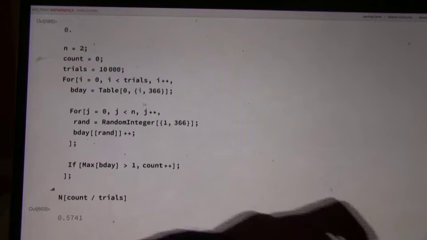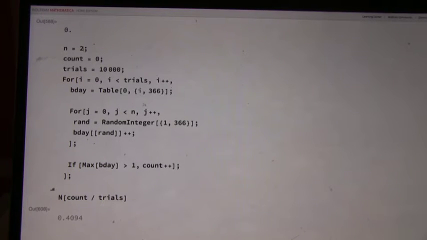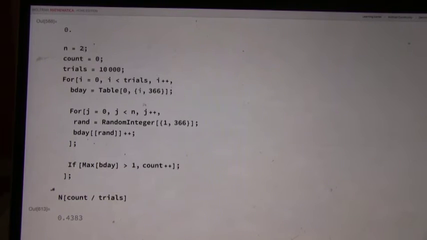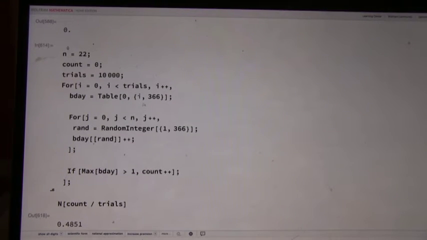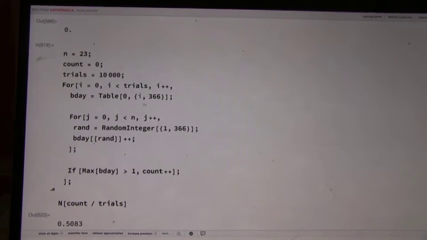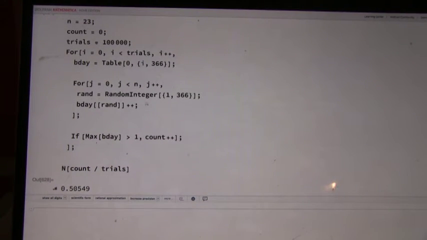So we have to go down maybe to like 20. 20 is 40%. So we have to go up, maybe to 21, 43%, keep going up, 48%. So maybe 23 people. So 23 people, you have about 50%. All right, so let's run that 100,000 times just so we can be somewhat sure. There we go. With 100,000 runs, it turns out to be 23 people.